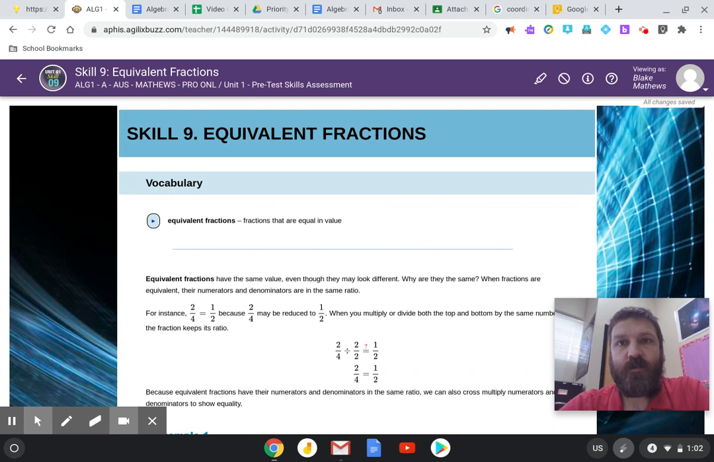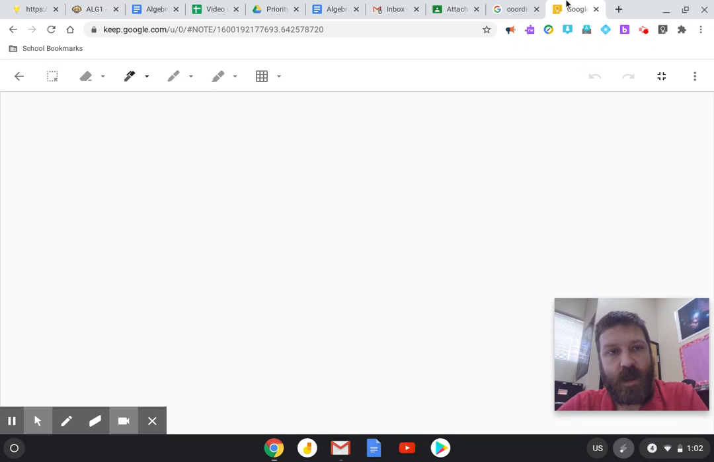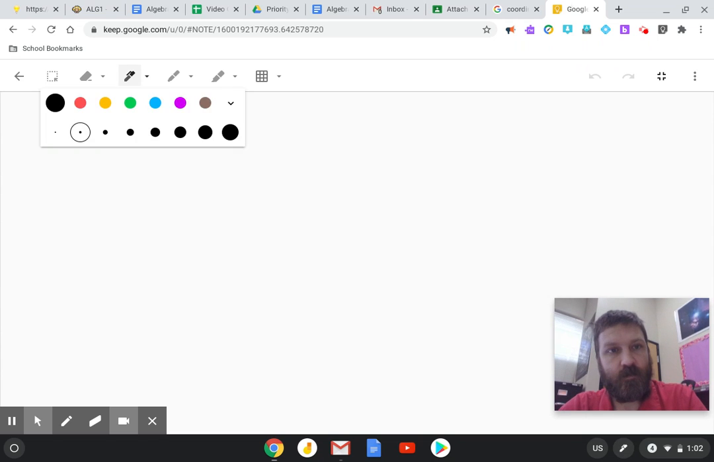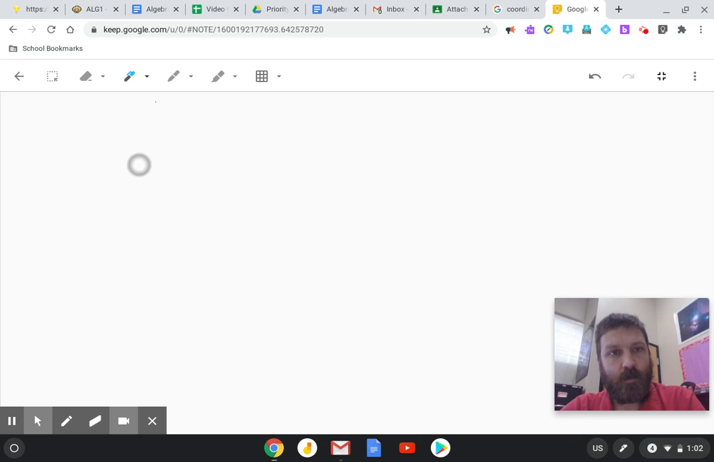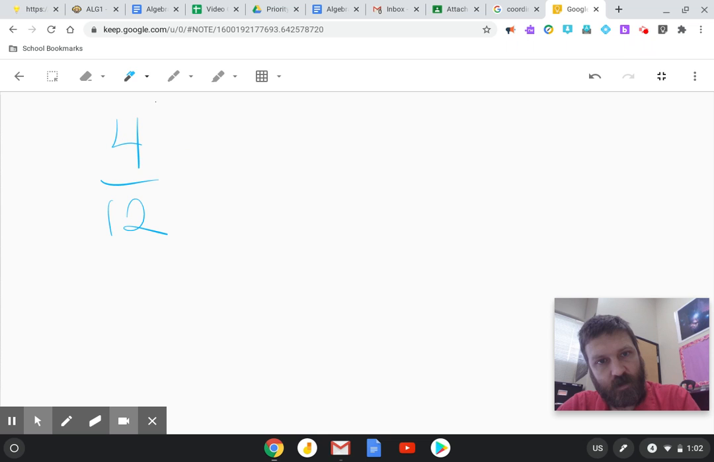Equivalent fractions refers to this idea that if I have a fraction, like 4 out of 12, for instance, say I have 4 over 12 as a fraction. Is there a way for me to make this more simple? In other words, can this be broken down into something smaller or more simplified than what it currently is?